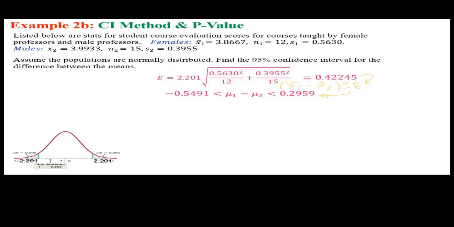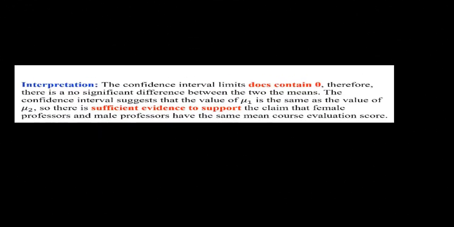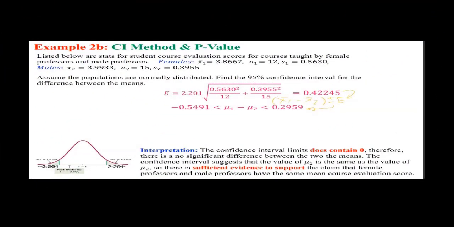And as you can see, the values go from negative to positive. That means 0 is there. That means do not reject H0. That gives you the same result. The interval limit does contain 0. Therefore, there is no significant difference between the two means. The confidence interval suggests that the value of mu1 is the same as the value of mu2. So there is sufficient evidence to support the claim that female professors and male professors have the same mean course evaluation score. Okay, so here's the p-value.